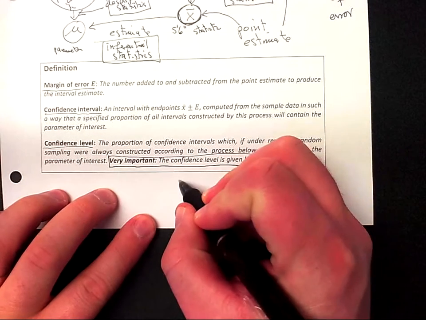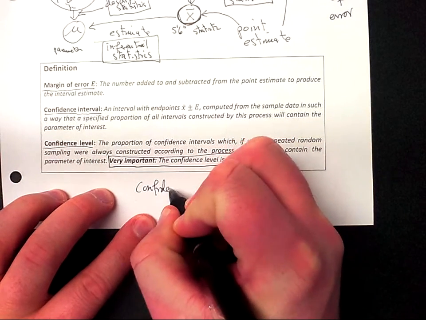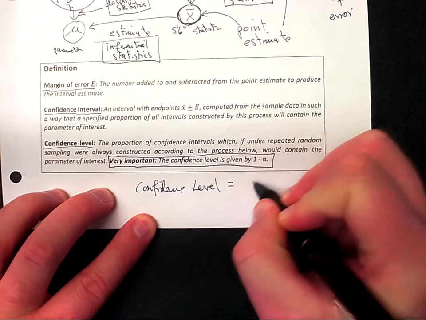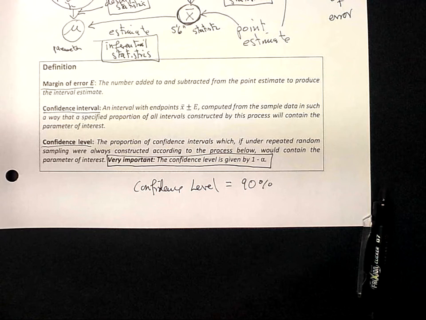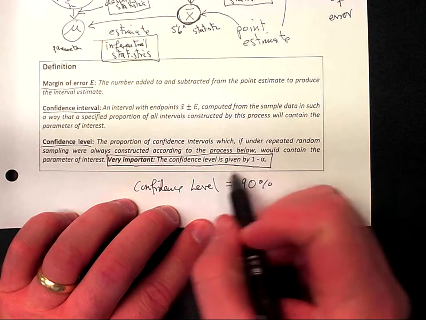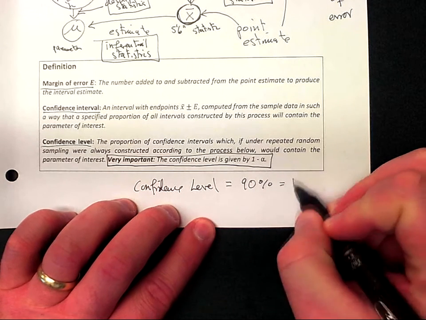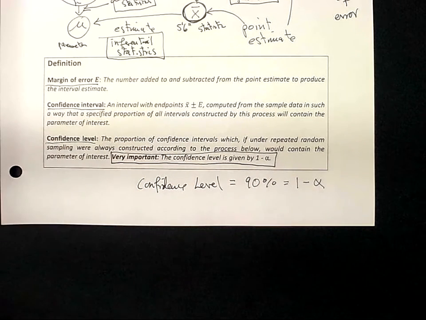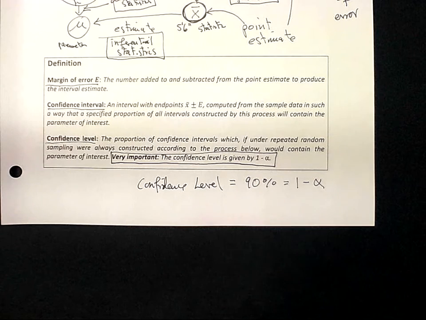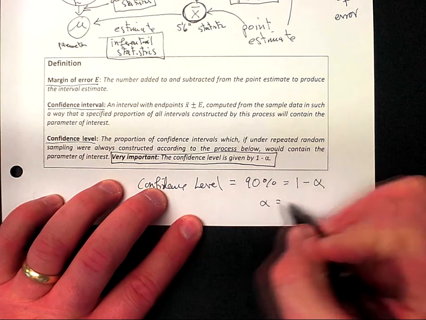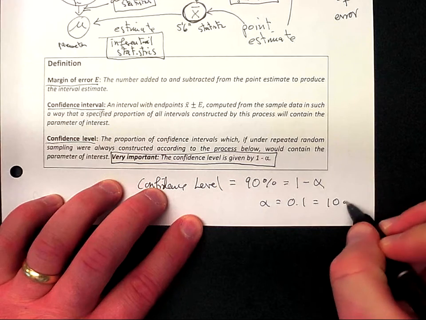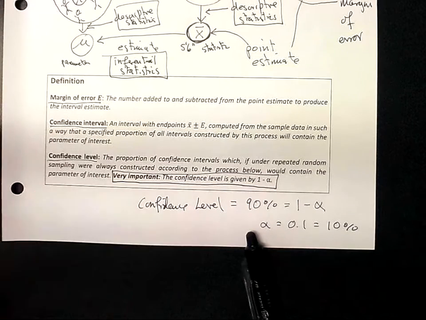So let's take a look at this here. If I say that my confidence level is equal to 90%, how big is alpha? 0.1, right? Alpha is equal to 0.1. How did you get that? Well, if confidence level is the same thing as 1 minus alpha, then 1 minus alpha is also equal to 90%. Add alpha to both sides, subtract 90% from both sides, and then convert it to a decimal. You're going to have alpha equal to 0.1, which is the same thing as 10%. Right? Is everybody good with that?